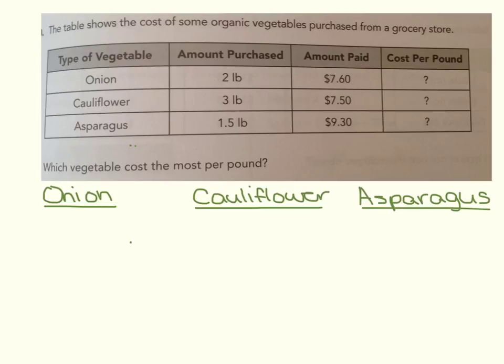Okay, let's go over the problem. It says for an onion, if you purchase 2 pounds, you'd pay $7.60. So we need to find out how much you would pay per pound. So you take the total amount paid, which is $7.60, and divide it by how much you bought, which is 2 pounds. So that would end up being 760 over 100 times 1 over 2. Because we were dividing, so we turn them into fractions. You keep, flip, and change. Cross simplify. We can divide 760 by 2.